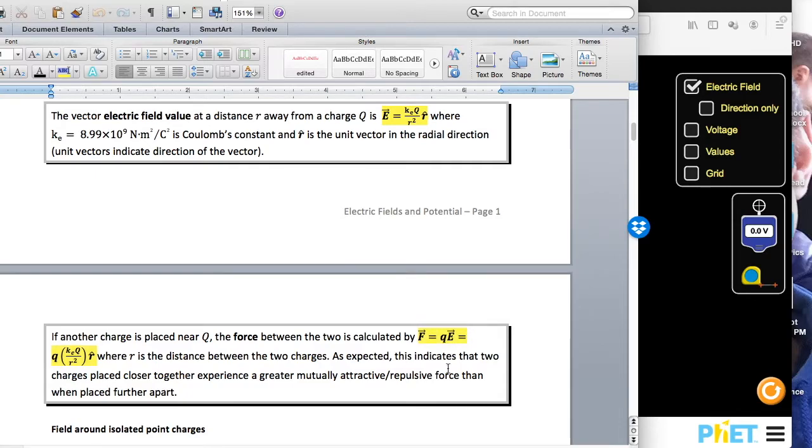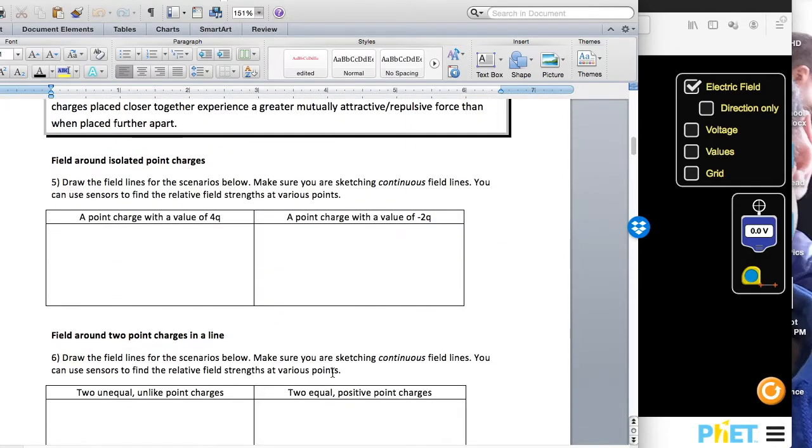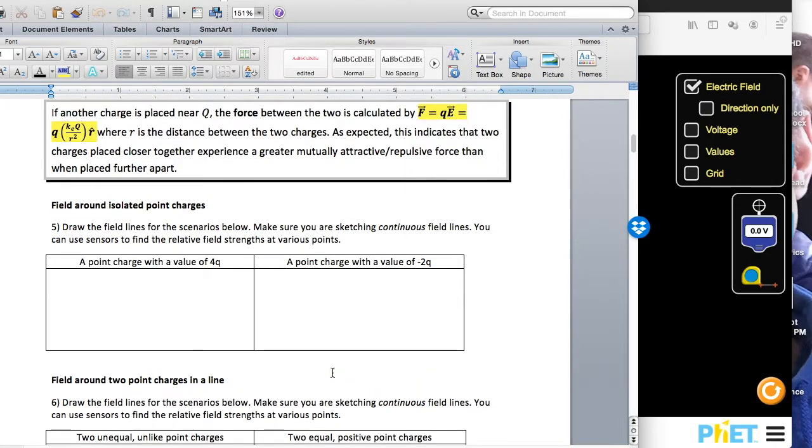This equation right here, F equals Q times E, is actually very similar to the force of gravity equals M times G, where G is the gravitational field strength and M is the scalar quantity multiplied by that field strength. So you have seen stuff like this before. It's not new. This equation is derived from Coulomb's law.